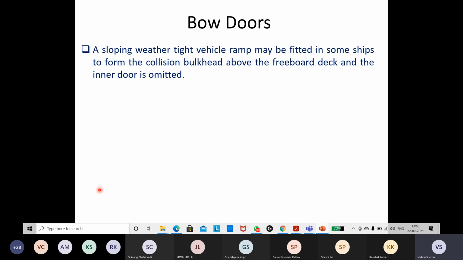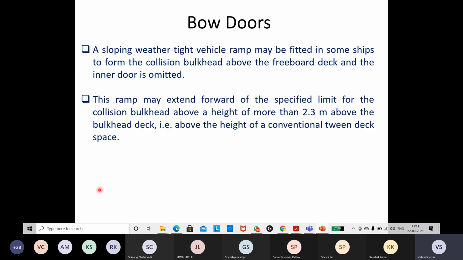Sloping, weather-tight vehicle ramp may be fitted in some ships to form the collision bulkhead. In some ships, when you close the ramp inwards, it itself may be treated as the collision bulkhead above the freeboard deck. So up to the freeboard deck, the collision bulkhead will be just as we studied. Above that, for the second weather tight bulkhead, one more deck up, either you can have another bulkhead or the ramp itself can be counted as a weather tight bulkhead.